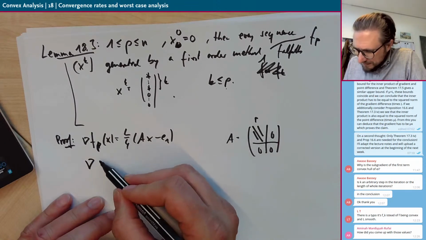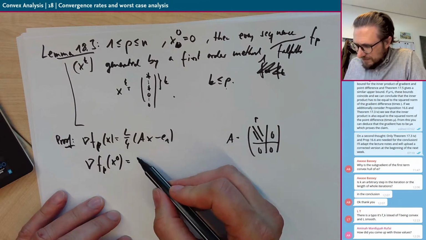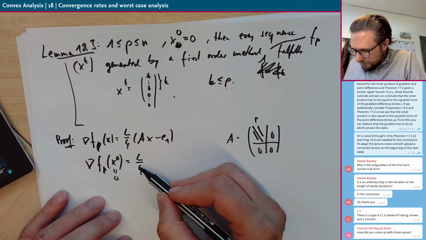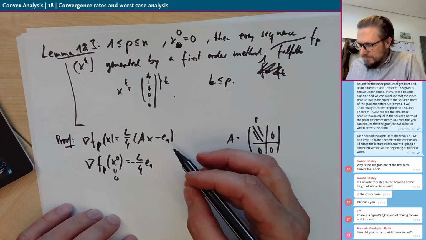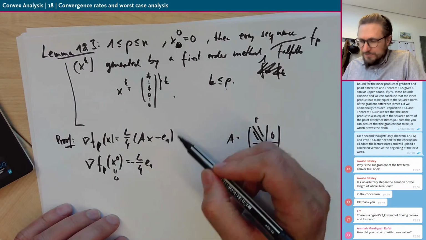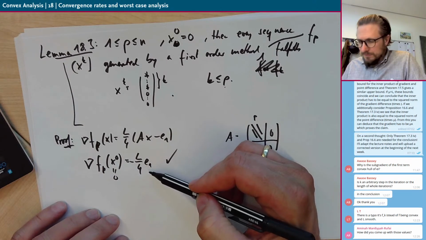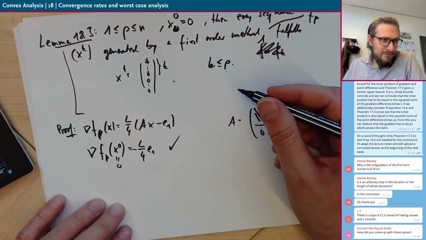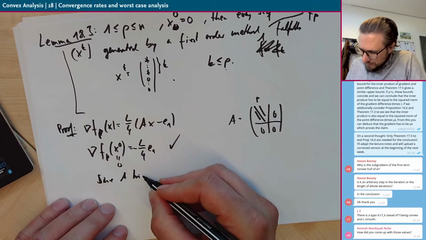So for example, we see that in x0 this is 0, this is just L over 4, so minus L over 4 e1. So our first order method would give us an e1 which is a multiple of that, and that checks out. This only has one entry, non-zero in the first entry, and everything else is similar.